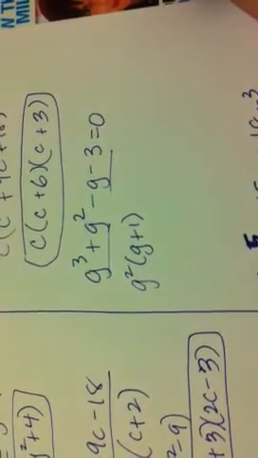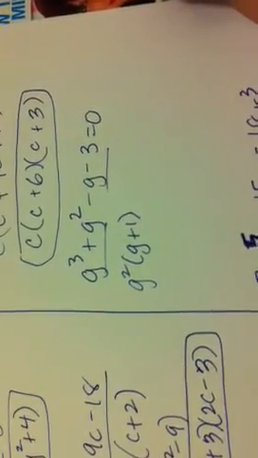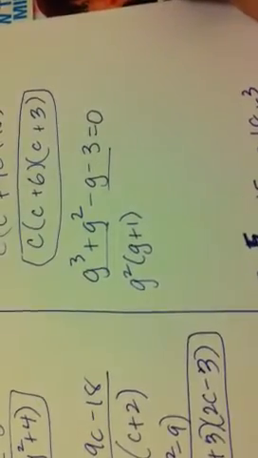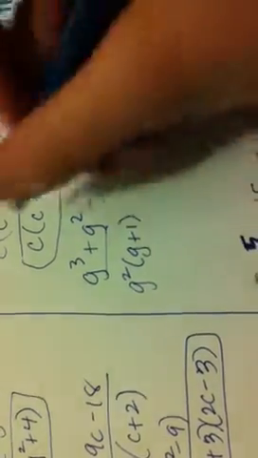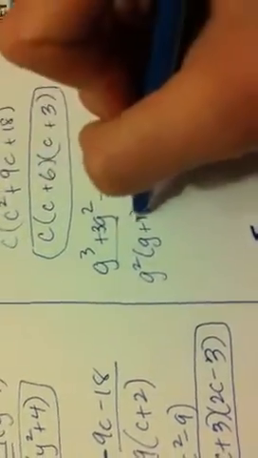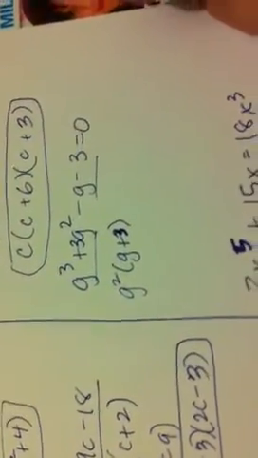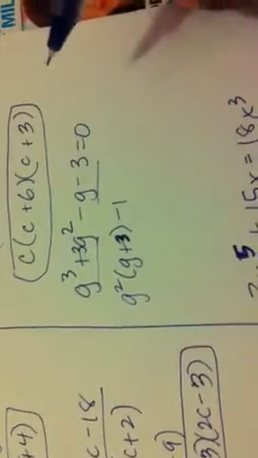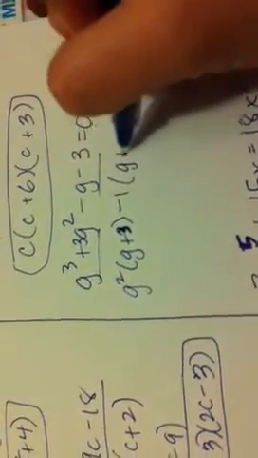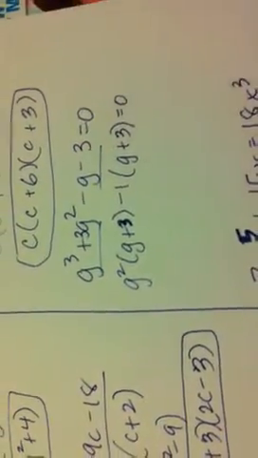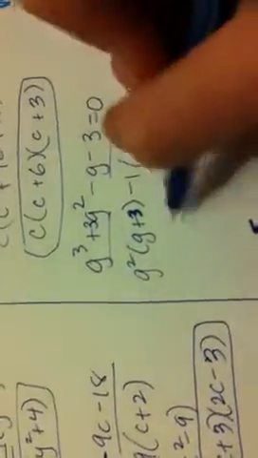The second two terms, there's something missing here. Let me add a 3. Make that a 3. I guess I copied it wrong. Oh well. Okay. Negative 1 is the GCF for the second two. You're also left with g plus 3. G plus 3 is what they have in common now.